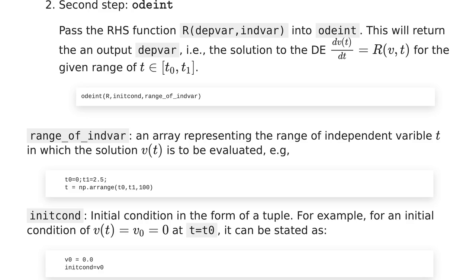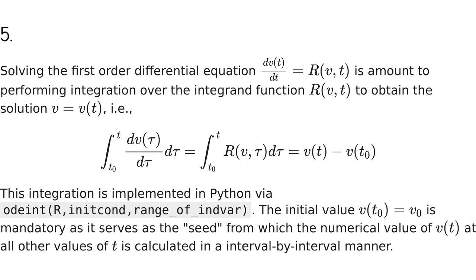This range of the independent variable, for instance, time t, would be an array of values where you want to know the solution v of t. You might create this array using a function like numpy.arange or numpy.linspace, specifying a start time, an end time, and the number of points or the step size. The initial condition specifies the value of your dependent variable at the very first point of your independent variable's range. For example, if velocity v is 0 at time t equals 0, then your initial condition would simply be the value 0.